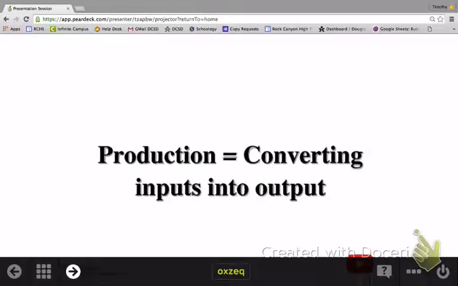So let's begin with this idea. First of all, what is production? Well, production can be defined simply as converting inputs into output. In other words, we have all this scarce land, labor, and capital, and as consumers, we want goods and services. So we take that land, labor, and capital, and through the production process, we turn them into the goods and services that we want. And those are the outputs. So that's a simple definition of production.